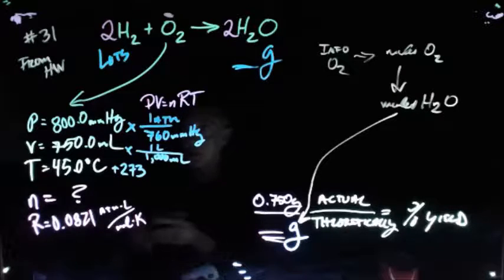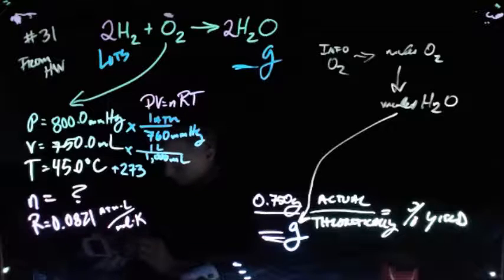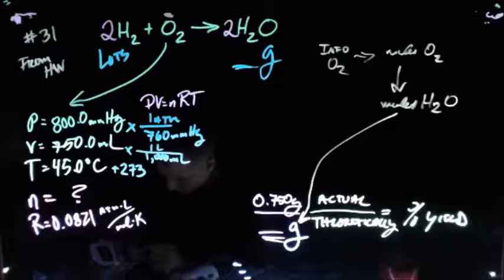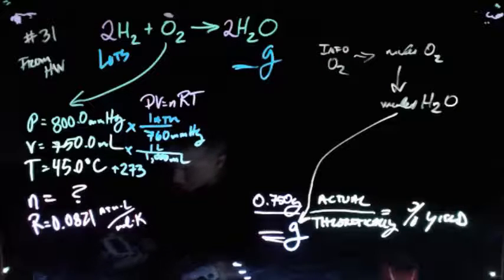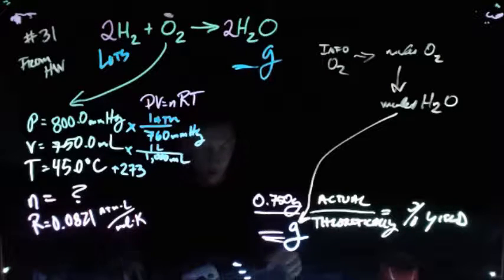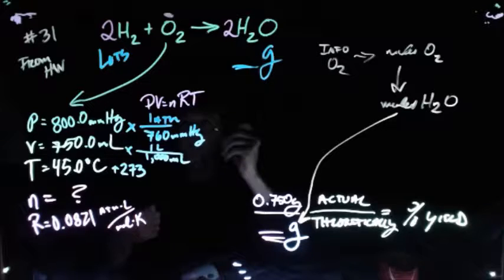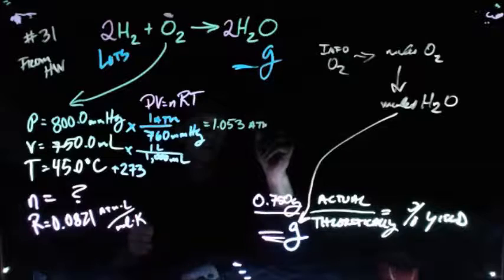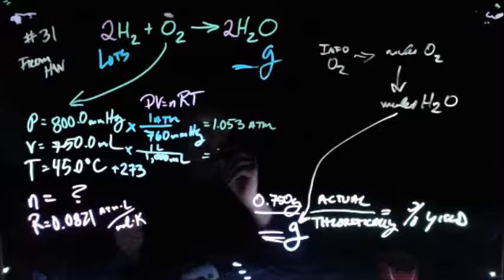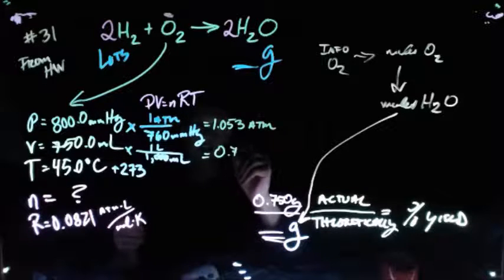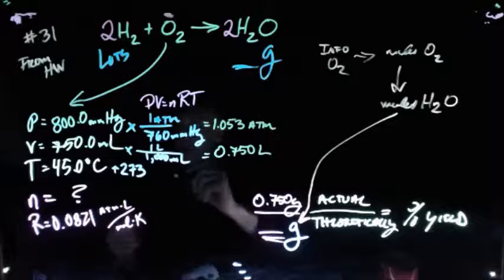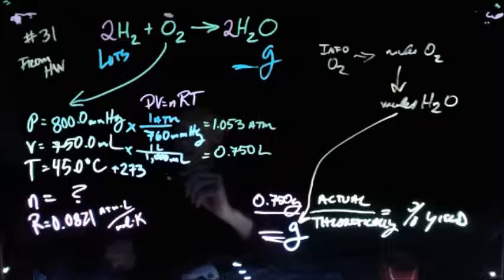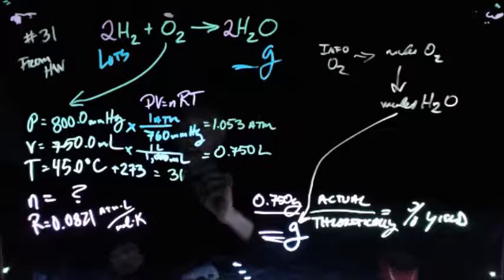So then my pressure is going to be 1.053 atm. My volume is going to be 0.750 liters, and my temperature is going to be 318 Kelvin.